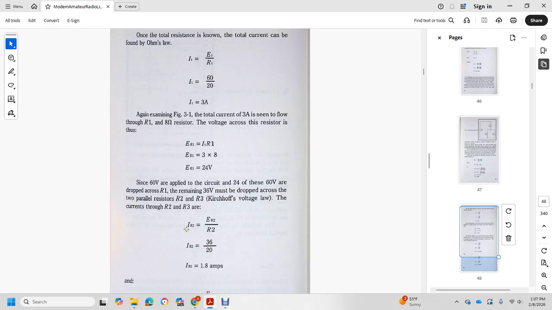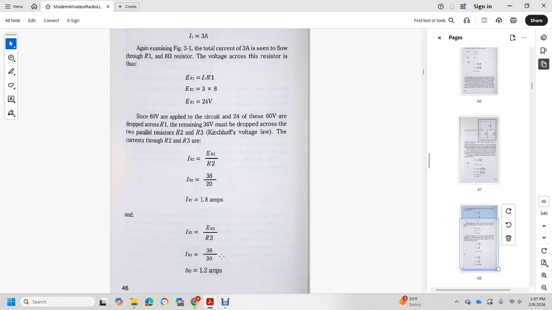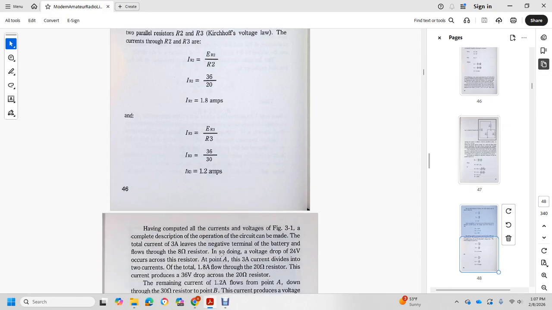The current through resistor 2 is equal to the voltage of resistor 2 over the ohms of resistor 2, so we have 36 over 20, or 1.8 amps. For resistor 3, the voltage over resistor 3 is 36 over 30, or 1.2 amps.